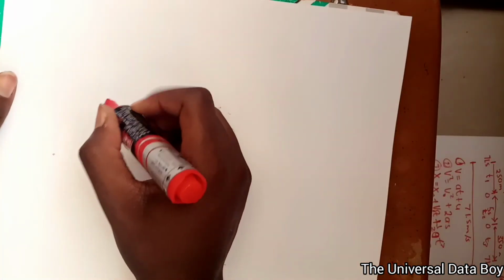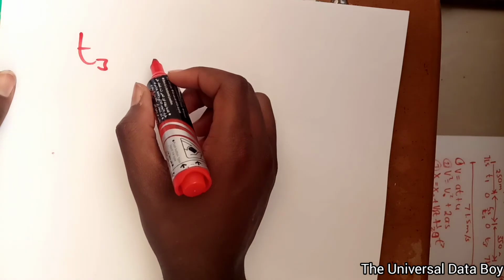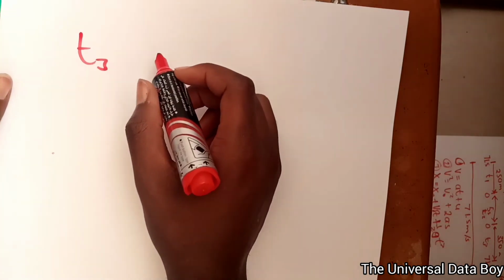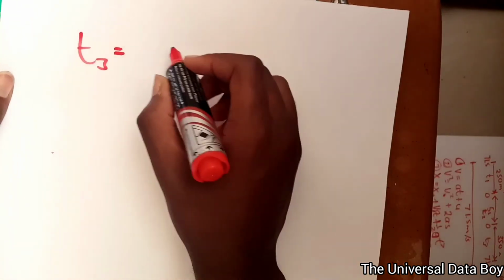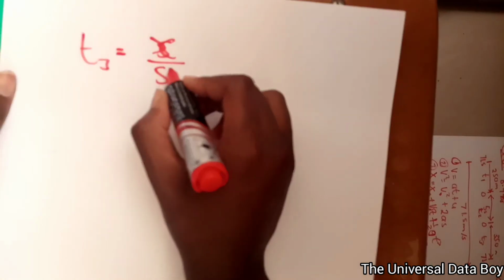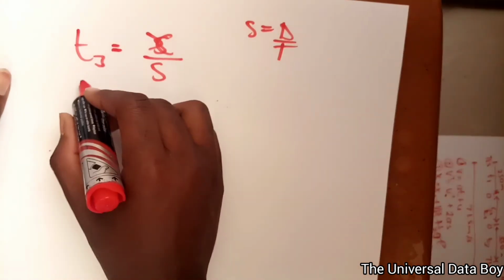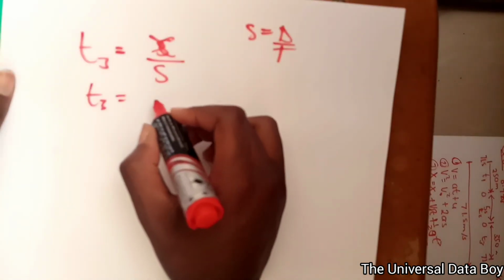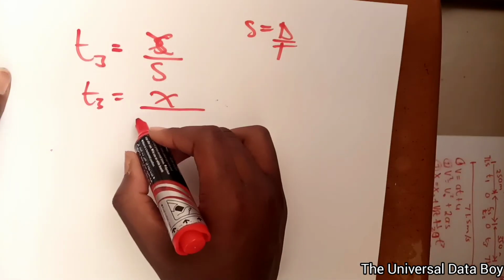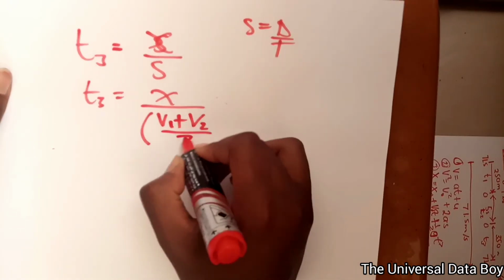So we can go on and calculate t3. So t3 is going to be equal to, for this one we're going to use the formula for average velocity because we don't know any other variables like acceleration. So time is equal to distance over speed, because speed is equal to distance over time. So t3 is going to be equal to our distance over our average speed, which is v plus v1 plus v2 over 2.